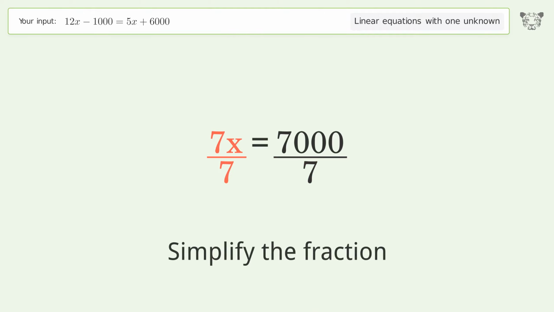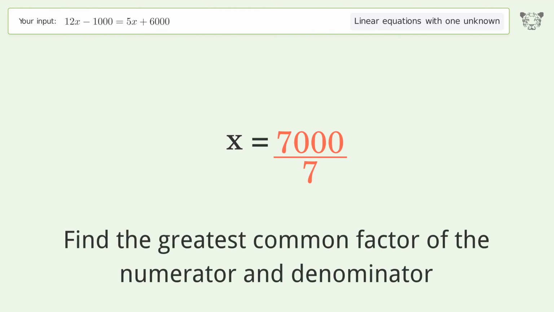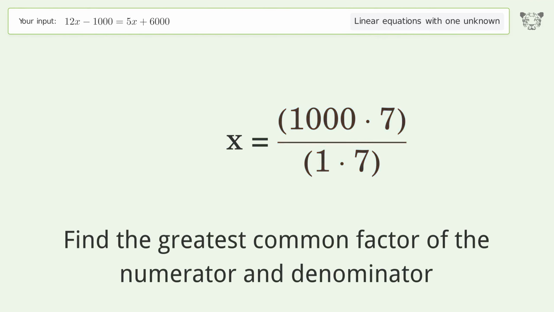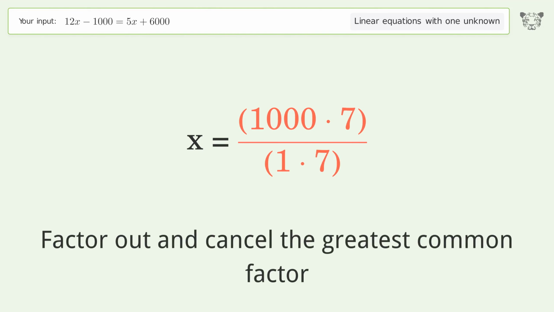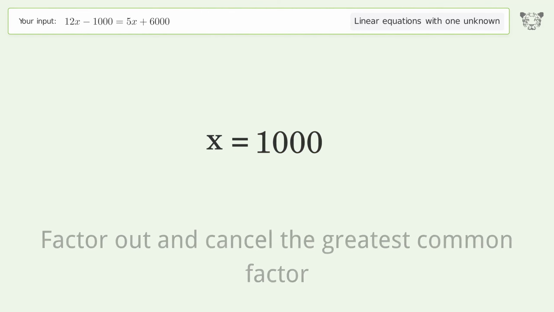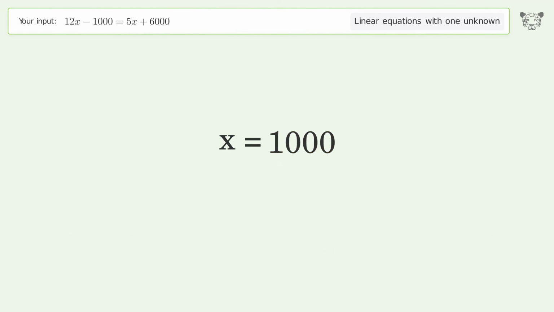Simplify the fraction. Find the greatest common factor of the numerator and denominator. Factor out and cancel the greatest common factor. And so the final result is x equals 1000.